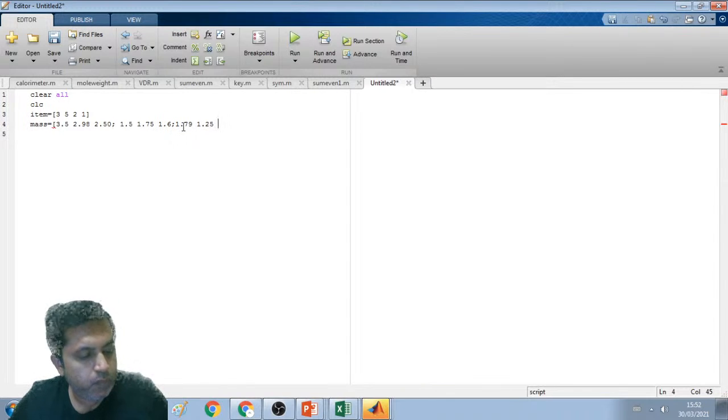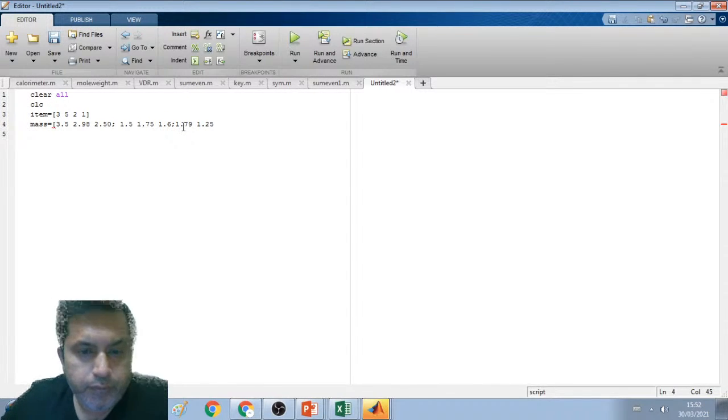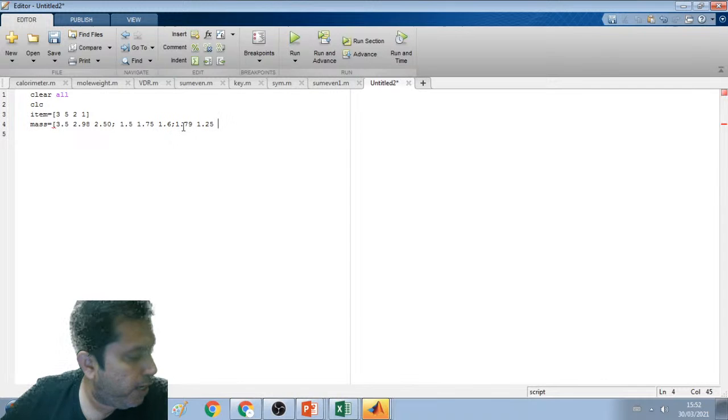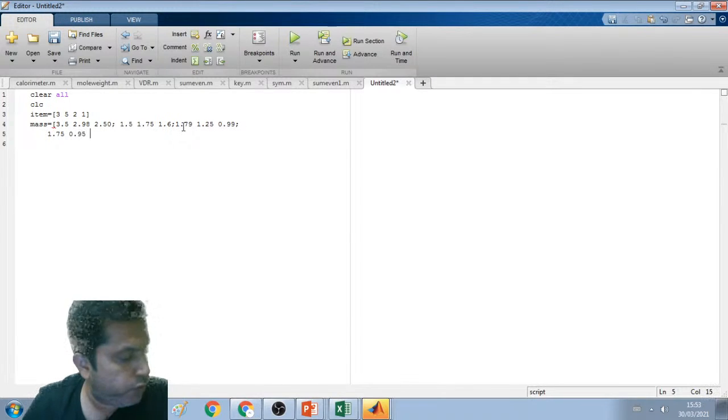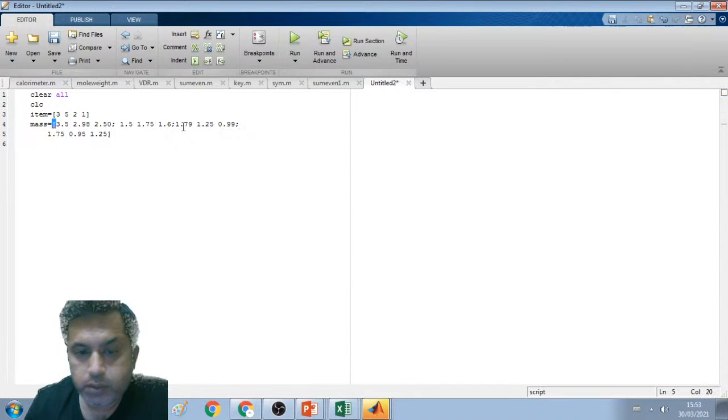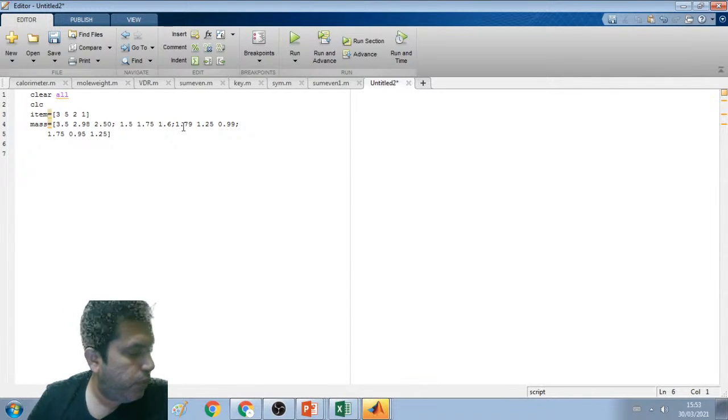From each vendor. First is for first vendor, second is for second vendor, third is for third vendor. 1.25 space 0.99 semicolon, 0.99 semicolon, 1.75 space 0.95 space 1.25. This is mass. Okay.